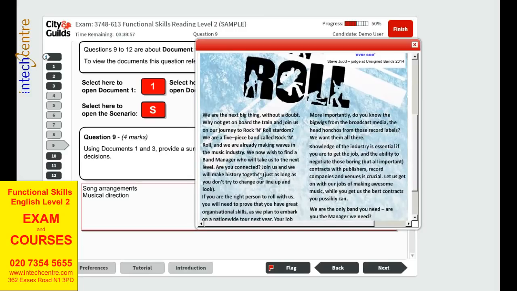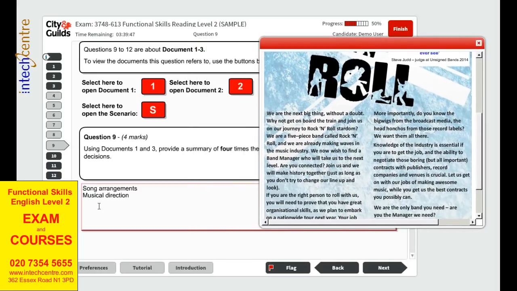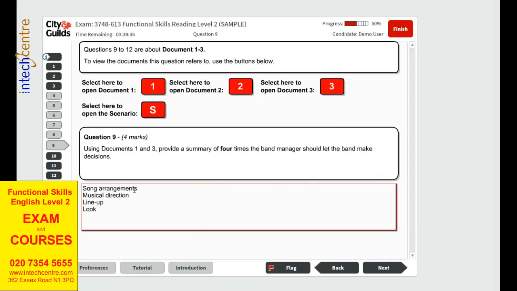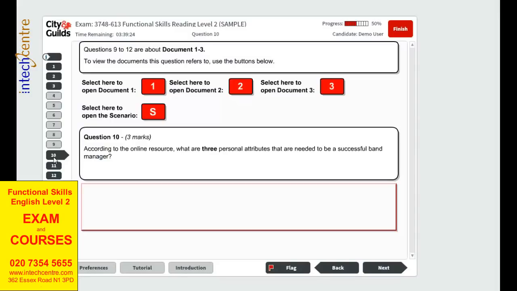So join us and we will make history together, just as long as you don't try to change our lineup and our look. So they believe they should have the choice, the decision about their lineup and their look. It's also a choice that they don't want the band manager to make. They don't want the band manager to be involved in the lineup and the look of the band. They want to have control over this. So that's 4 marks there. It's written a bit differently, but these are the 4 marks. Summarizing views on when the band manager should let the band make decisions. Okay, so let's move to question 10.